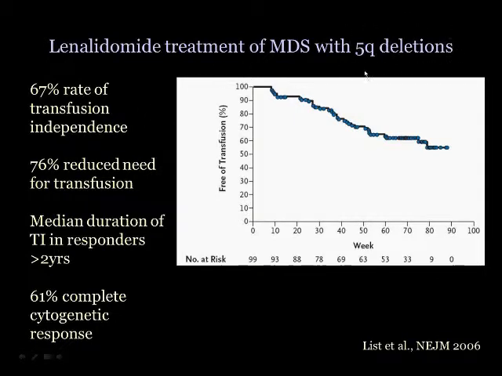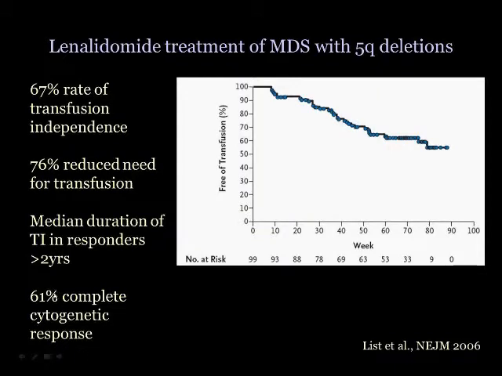And in patients where this is pretty much the only abnormality, then about 2/3 of the patients will become independent of transfusions using this Revlimid or lenalidomide, with a higher number that have a reduced need for transfusions, and this reduction in transfusion requirement really persists. So the average duration is 2 years, and again, we've got many patients out many years still responding to this drug without requiring any blood transfusions.